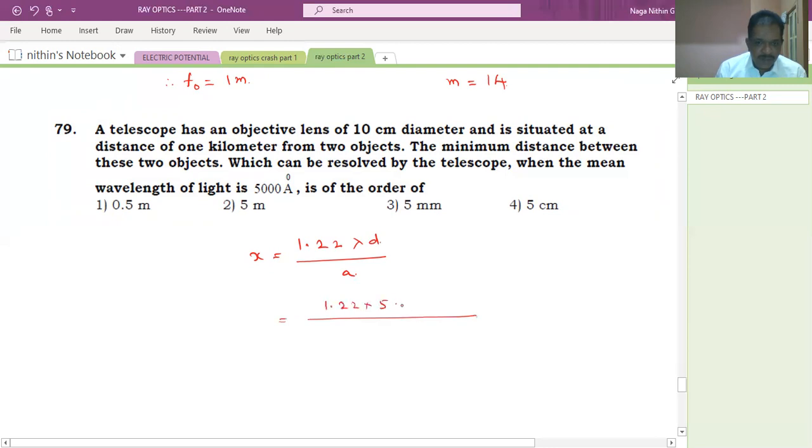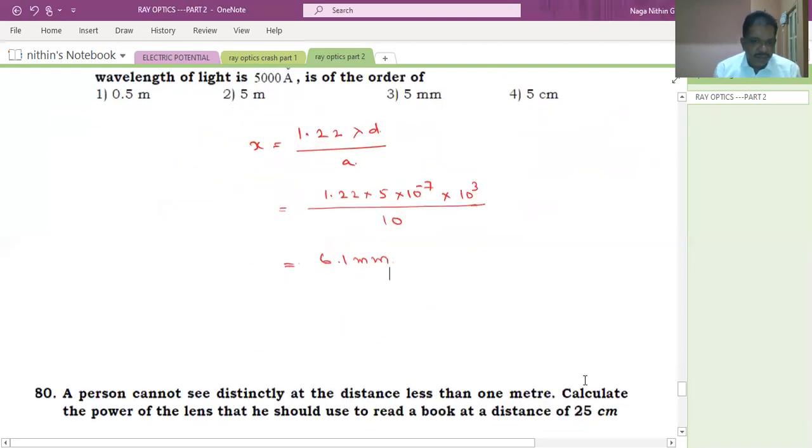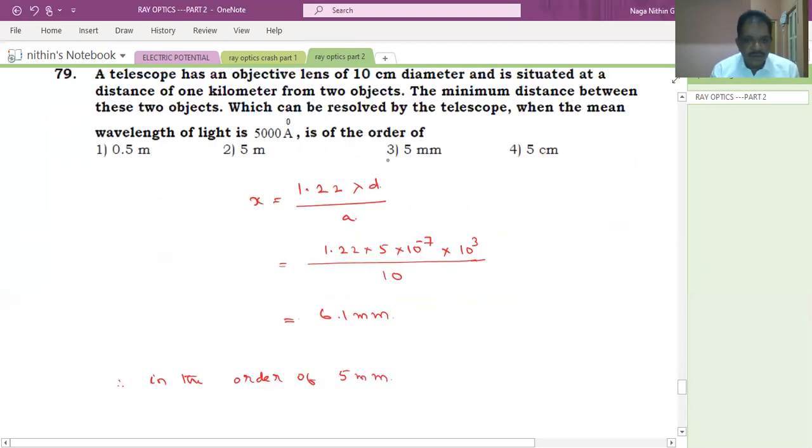1.22, lambda value 5000 angstrom unit means 5 into 10 power minus 7, and d value is 1 kilometer means 10 cube. A is the diameter of the lens. They gave this as 10. So if we calculate this one, finally this is 6.1 mm. So it is in the order of 5 mm. So the order of 5 mm will be the answer for it.